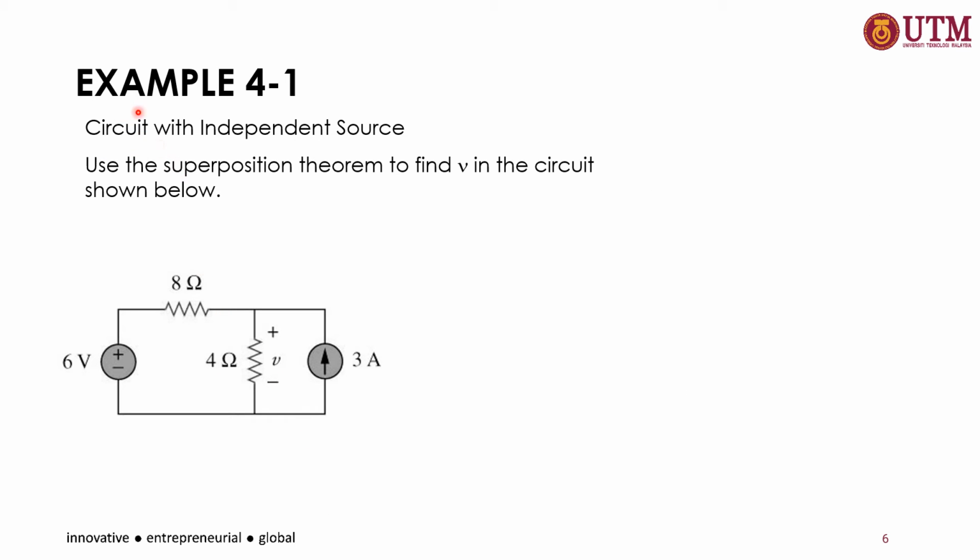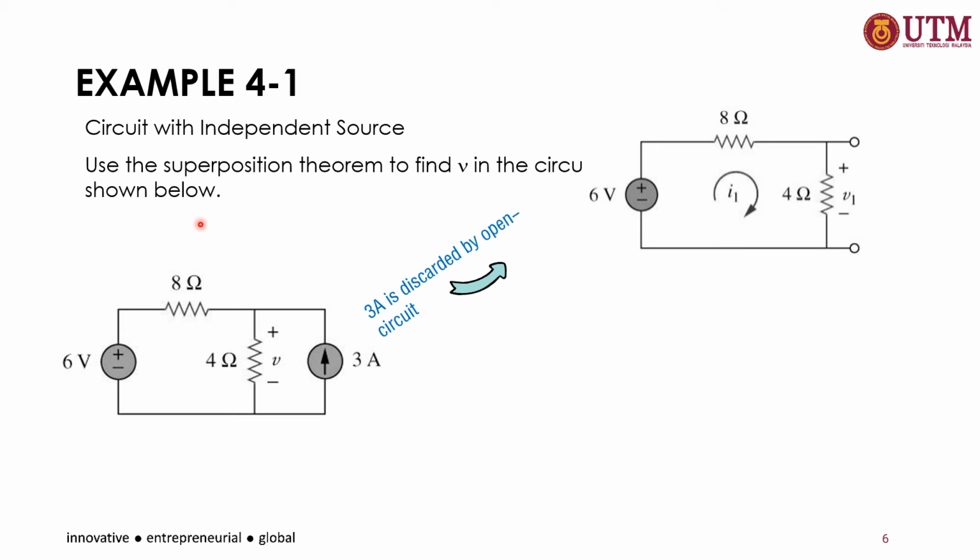Okay, so take a look at this example 4.1. The circuit with independent sources. Use the superposition theorem to find V, this V, in the circuit shown below. For the first step, we discard the 3 ampere source. So the 3 ampere source is discarded by opening the circuit. And then we redraw, and we will get this circuit, where the current source is discarded as an open circuit.